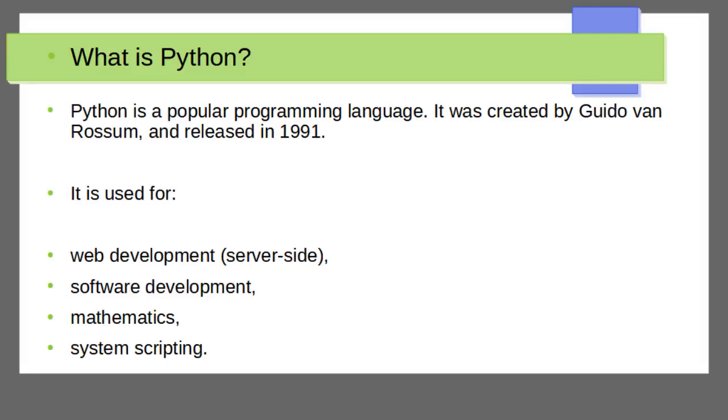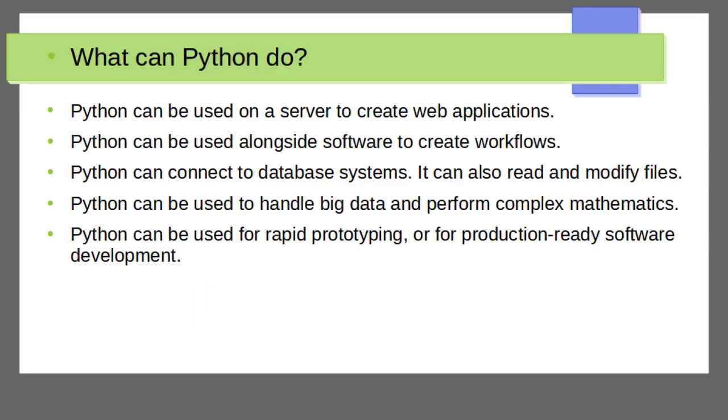Now another question arises: what can Python do? Python can be used on a server to create web applications. Python can be used alongside software to create workflows. Python can connect to database systems. It can also read and modify files. Python can be used to handle big data and perform complex mathematics. Python can be used for rapid prototyping and for production-ready software development.